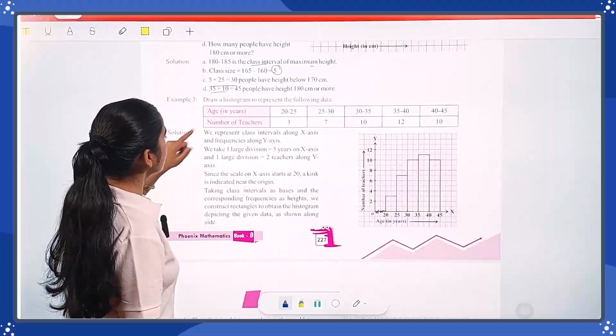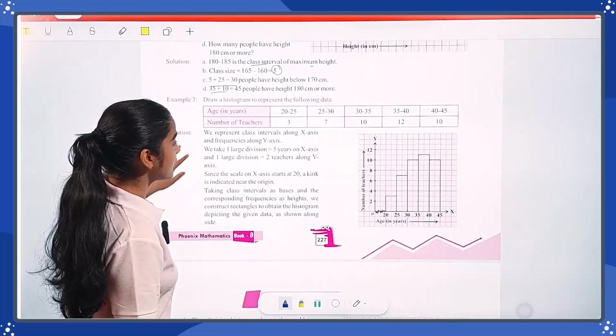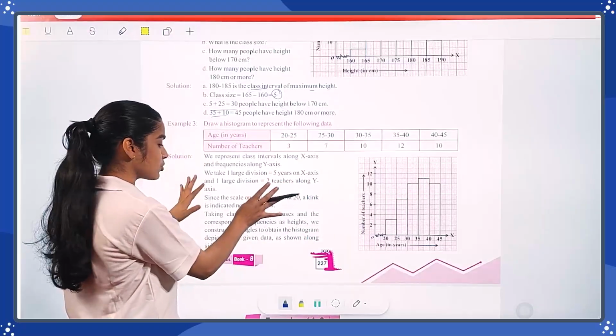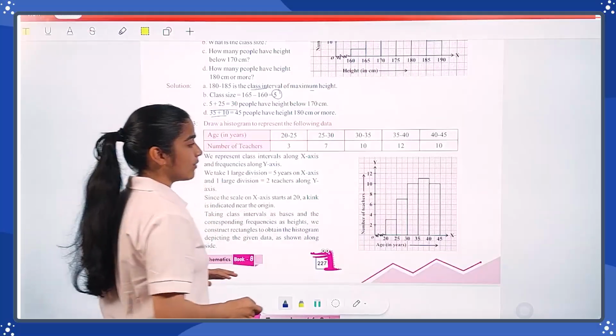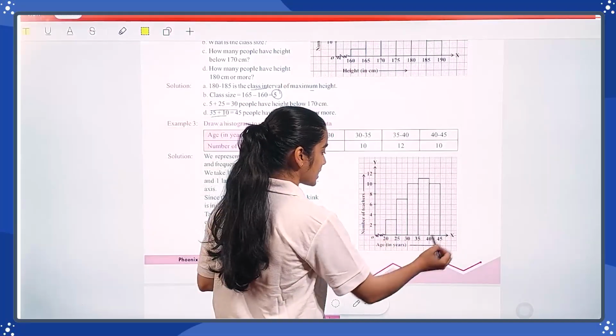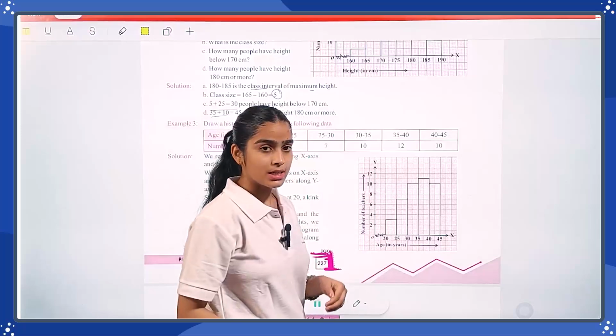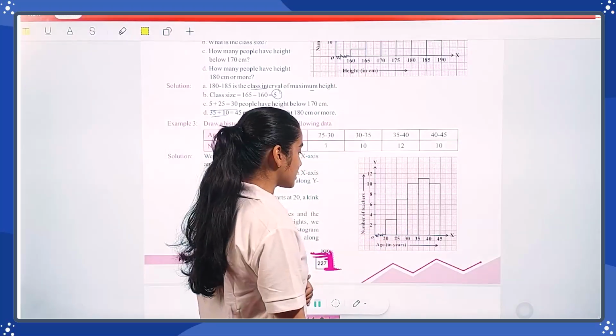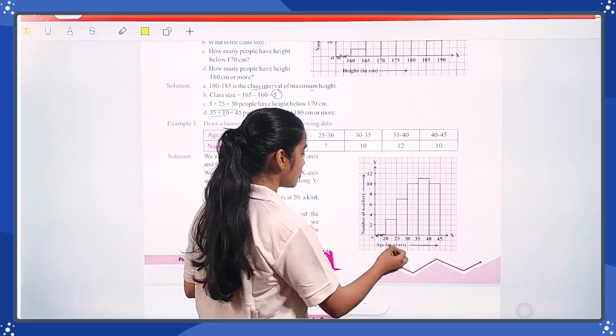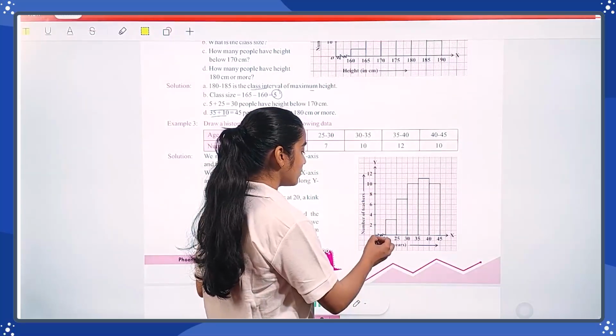Now in this question, draw a histogram to represent the following data. I'll explain this because the same kind of question is in the exercise as well. First of all, you have to prepare your y-axis and x-axis. The vertical line depicts the y-axis and the horizontal line depicts the x-axis. We already learnt this in earlier classes. Now, number of teachers and age in years. So now we are going from 0 to 20.